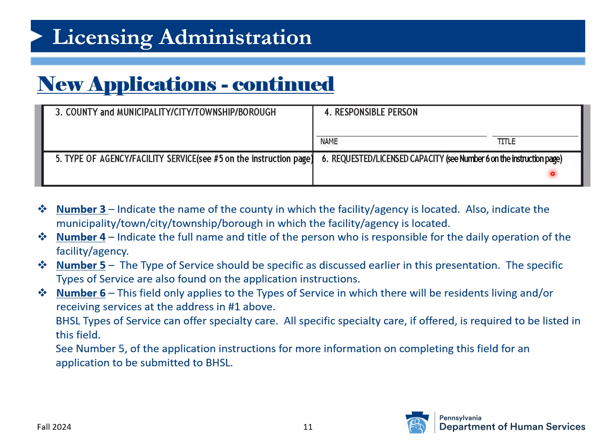Again, this is the requested number. It may not be the number that the department will actually find that you can have, but it's the number you are requesting.